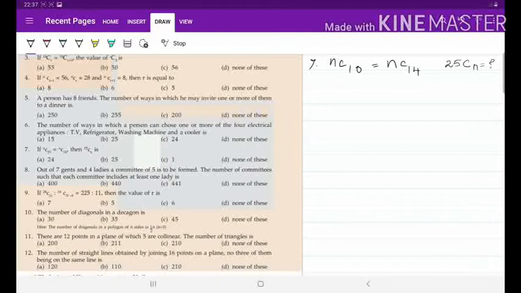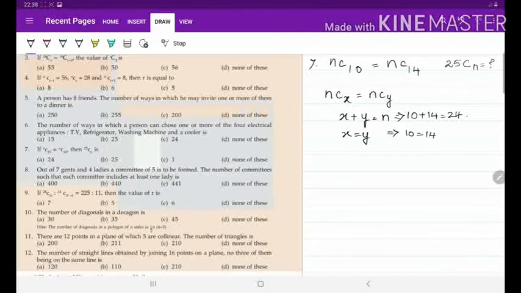Let's discuss question number 7. If nC10 is equal to nC14, then 25Cn is. We know that if nCx is equal to nCy, either x plus y is equal to n or x is equal to y. If we use the condition x is equal to y, we get 10 is equal to 14, which is absurd. So let's use the first option where x plus y is equal to n, which implies n is equal to 24.